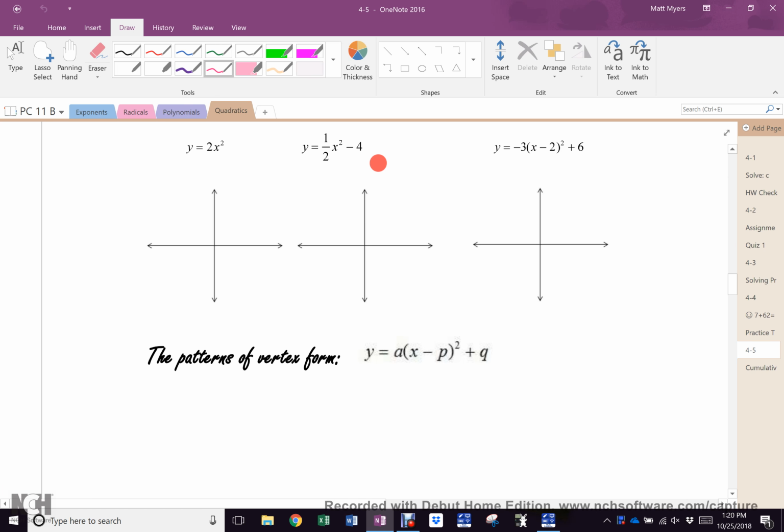So I asked you to attempt these three. What? Okay. All right, so I didn't ask you to attempt these three. Let's talk about them. This very first one right here.